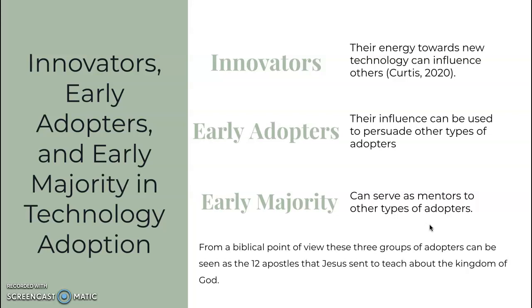In the case of the innovators, Curtis 2020 explains that they always look for creative ways to include new technologies. From a biblical point of view, these 3 groups of adopters can be seen as the 12 apostles that Jesus sent to teach about the kingdom of God. In this historical context, there was resistance to change, but this group of apostles sent by Jesus were risk takers who were willing to communicate the great teachings of Jesus.